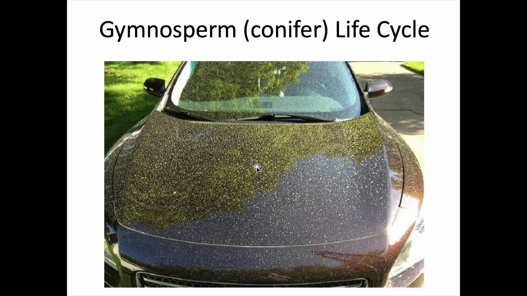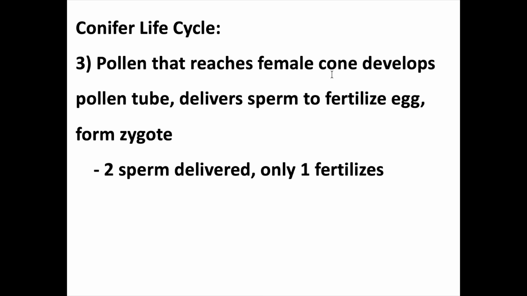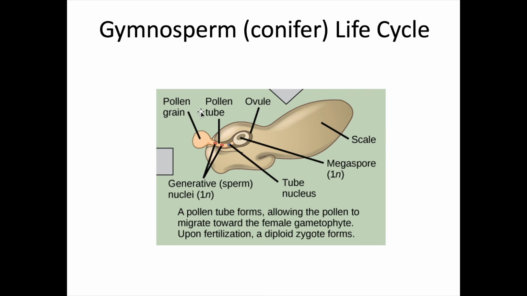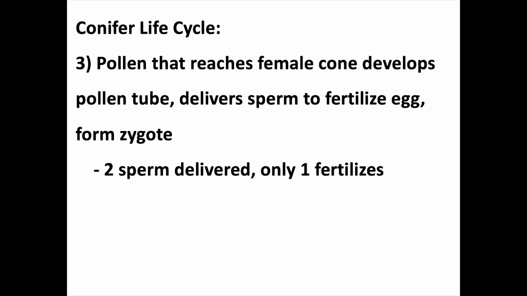A common sight around here at certain times of the year. Most of this pollen doesn't go anywhere useful. Again, it's kind of a shotgun approach to just releasing a ton of pollen. Most of it's not going to do anything, but some of it is going to make it to the female cone. Pollen that reaches the female cone develops what's called a pollen tube and delivers sperm to fertilize the egg and form the zygote. So here's the pollen grain, here's the pollen tube, there's a sperm coming down, and here's the cell it's going to fertilize.